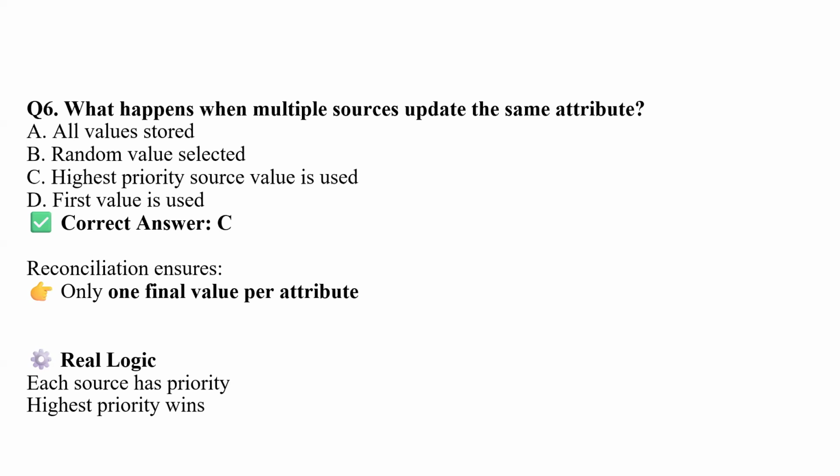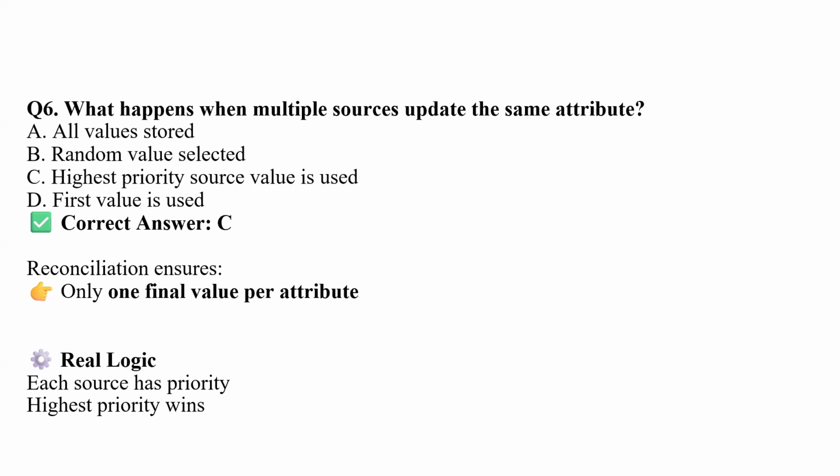I will give a real example. One source says the RAM is 8 GB and another source says 16 GB. Which does it select? It selects the highest priority. Each source has a priority, and the highest priority wins.